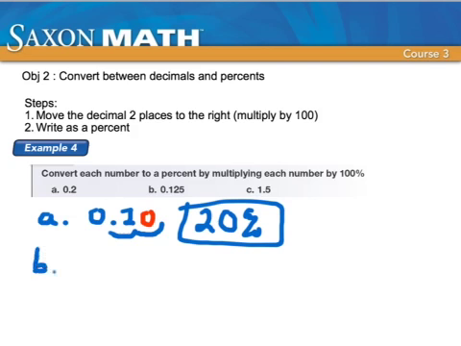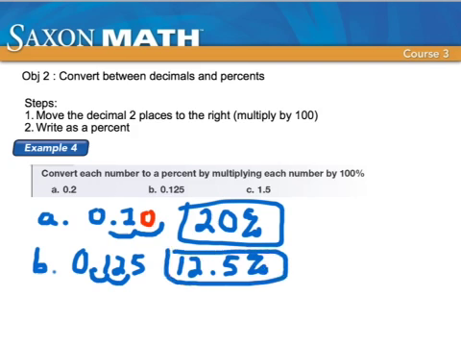Let's try B. This is 125 thousandths. Again, move the decimal 2 places to the right. Now if I look, the decimal point, having moved 2 places to the right, is just going to go in between the 2 and the 5. So it's 12.5. And then I throw my percent sign on the end. 12.5%.